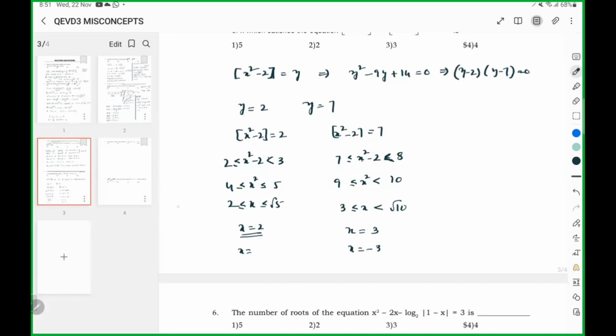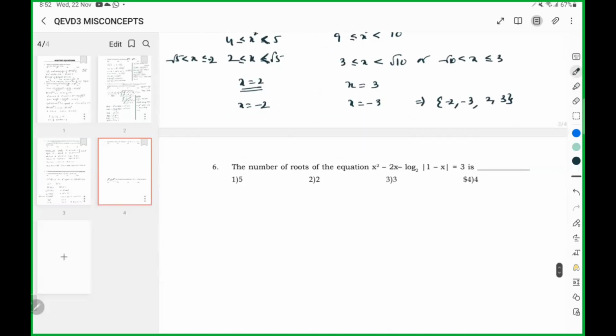One more possibility will be there. X also can be between minus root 5. This is strictly lesser. Minus root 5 less than or equal to 2. So another possibility is -2. Here one more possibility, x lies between minus root 10 and 3. So here we say that there are -2, -3, +2, +3. So the number of solutions is 4.